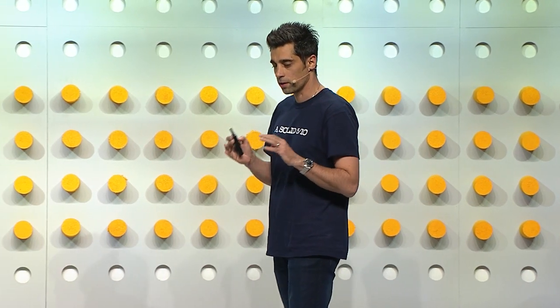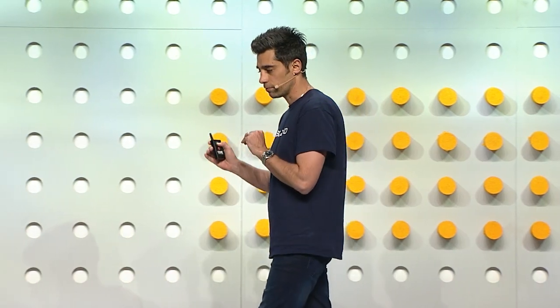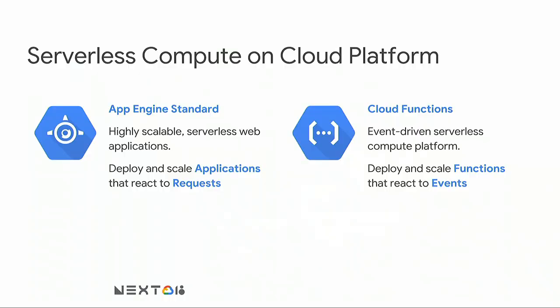Serverless compute on cloud platform covers 2 products mainly, Cloud Functions and App Engine. I'll be referring to these throughout the talk as an app and a function. You deploy an app with App Engine, you deploy a function with Cloud Functions. There's just a distinction that I've made there. An app is something that reacts to requests, a function is something that reacts to events. There are many distinctions you can make. That's just illustrative.